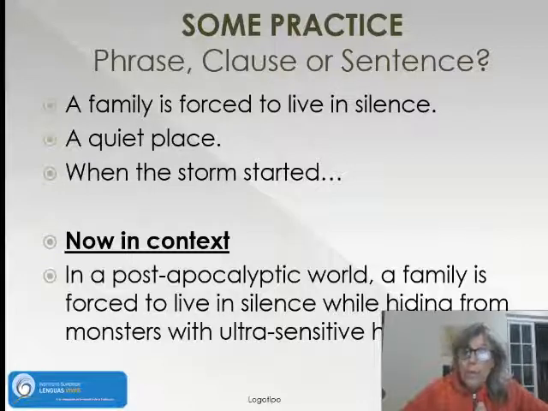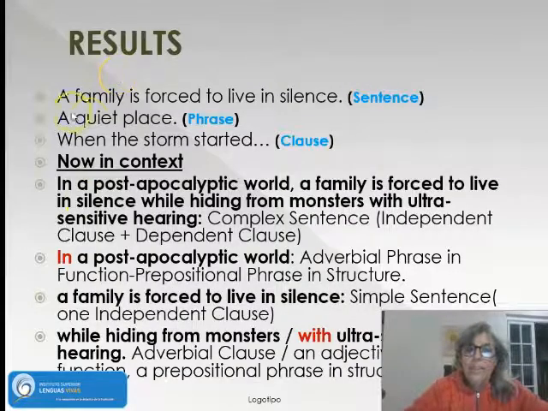In a post-apocalyptic world, a family is forced to live in silence while hiding from monsters with ultra-sensitive hearing. We can see the results. Now, a family is forced to live in silence is a sentence. A quiet place, a phrase. When the storm started, a clause.